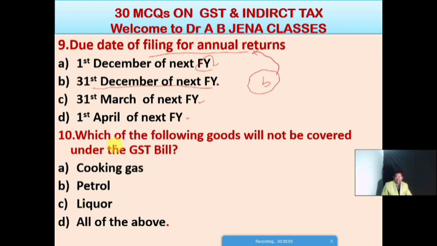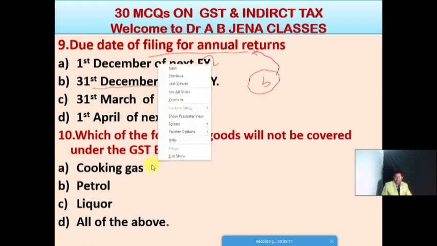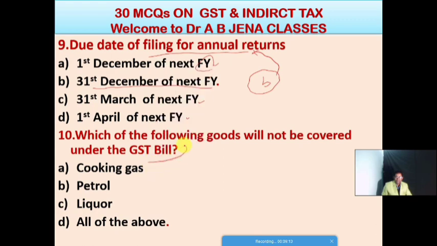Next MCQ. Which of the following goods will not be covered under the GST bill? It's a very vital question, dear friends. Once again I am repeating, which of the following goods will not be covered under the GST bill? Option A, cooking gas; B, petrol; option C, liquor; D, all the above. So D is the right option for this MCQ.